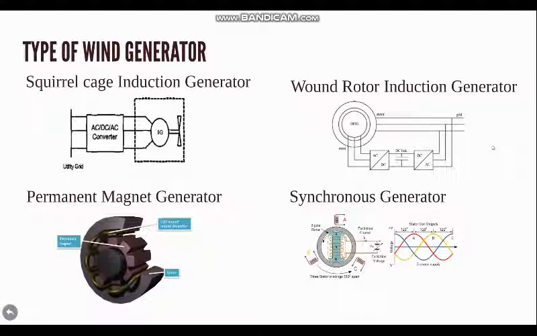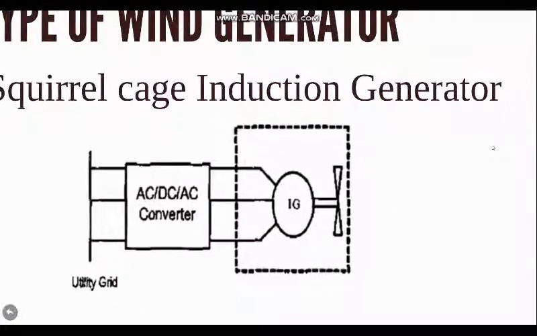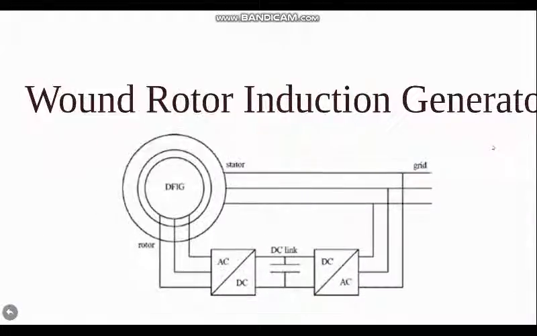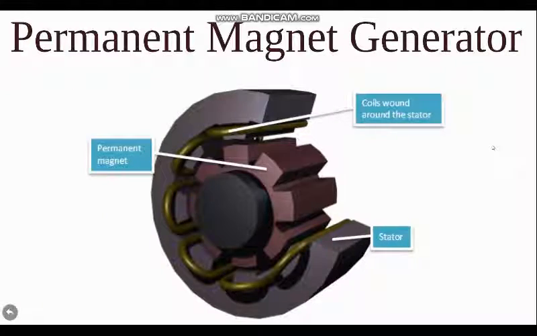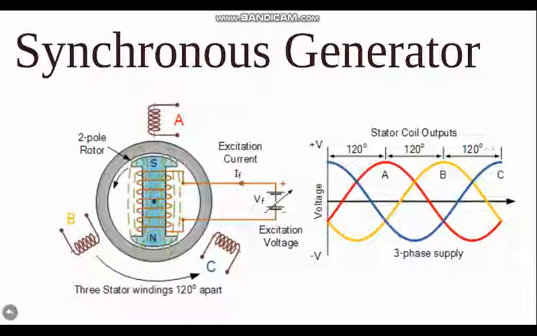Next, we have a few types of wind generator. First of all is the squirrel cage induction generator. Next is the wound rotor induction generator. Next is the permanent magnet generator, and lastly the synchronous generator. As for the synchronous generator, it employs direct current windings to provide rotor magnetic fields.